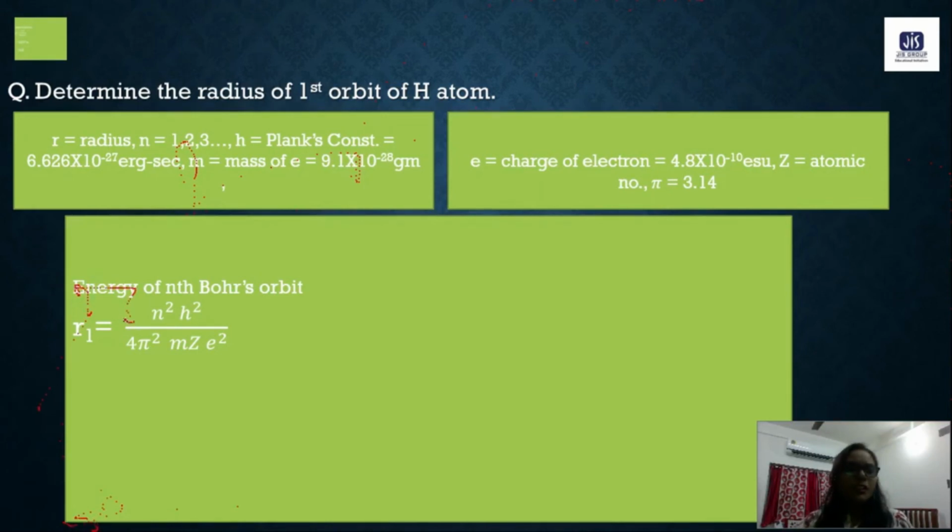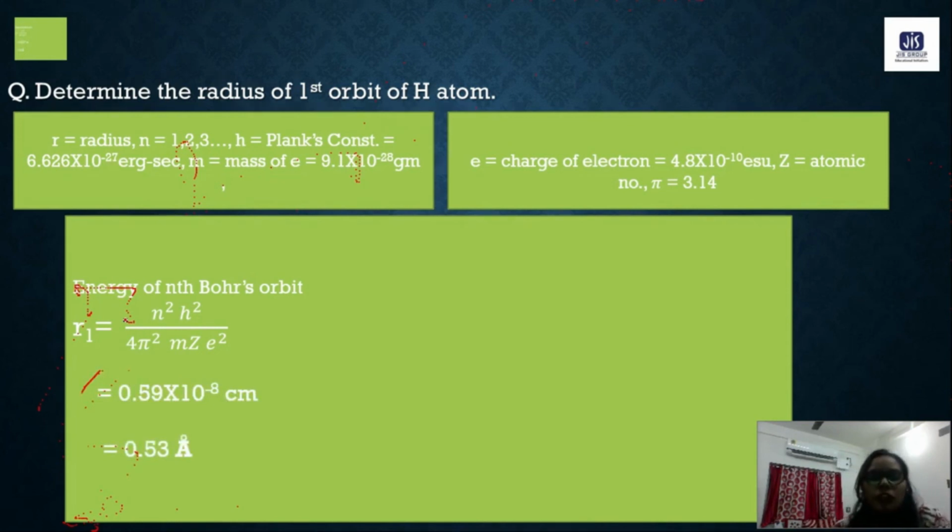Actually it should be the radius. Okay, next. Yes. So the R1, this is not the energy, this is the determination. Look at the question. That is determination of the radius of first orbit of hydrogen atom. So this is not the energy calculation.